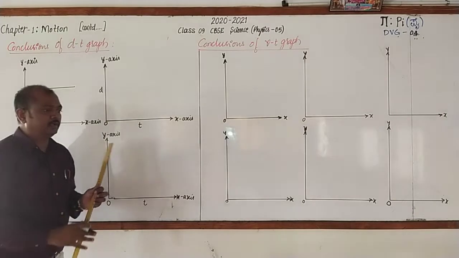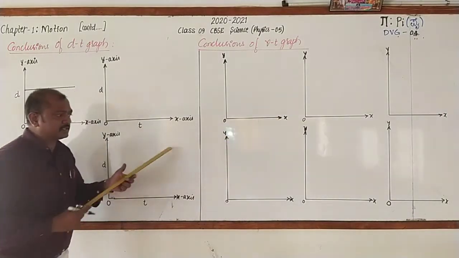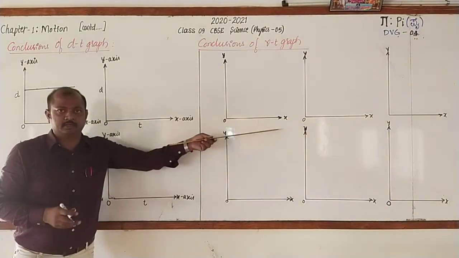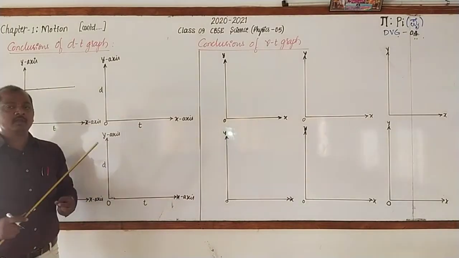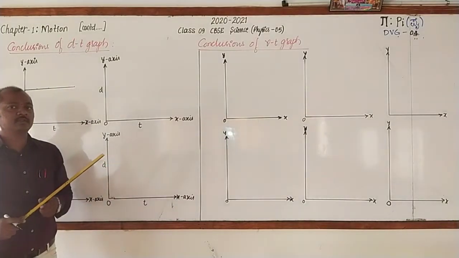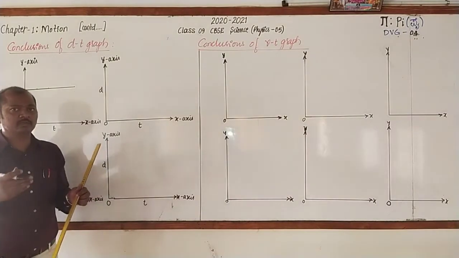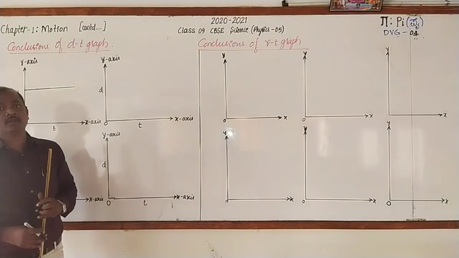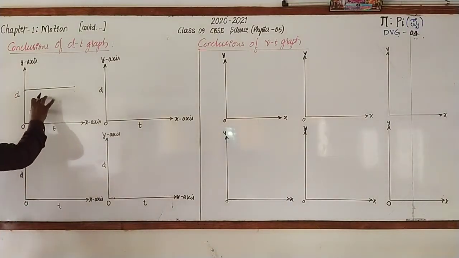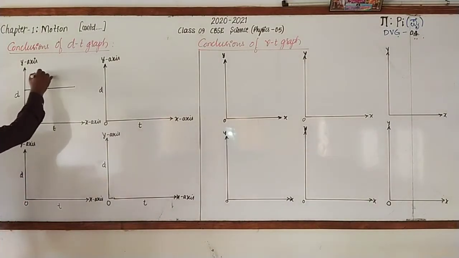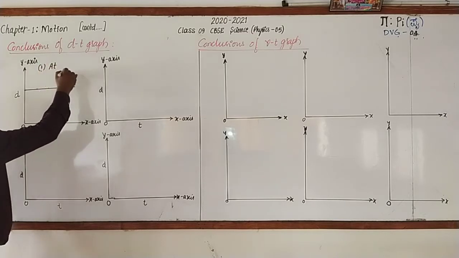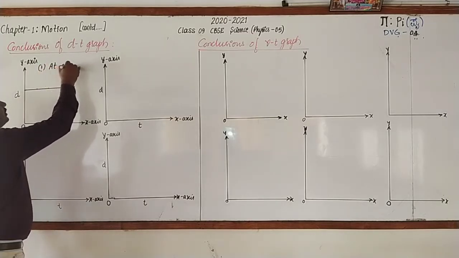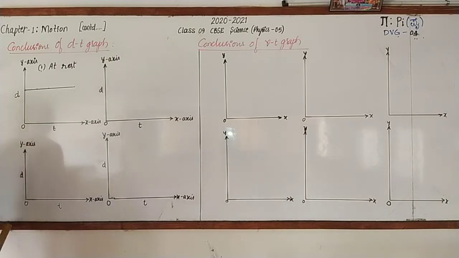Look here. Assume that I am at a distance of just 2 meters from this point. After 1 second, am I covering any distance? No. After 2 seconds, 3 seconds? No. Why? I am in the same position. So you can say that this is the DT graph of a body at rest. This is the first one. When a body is at rest or stationary, the graph will be like this.